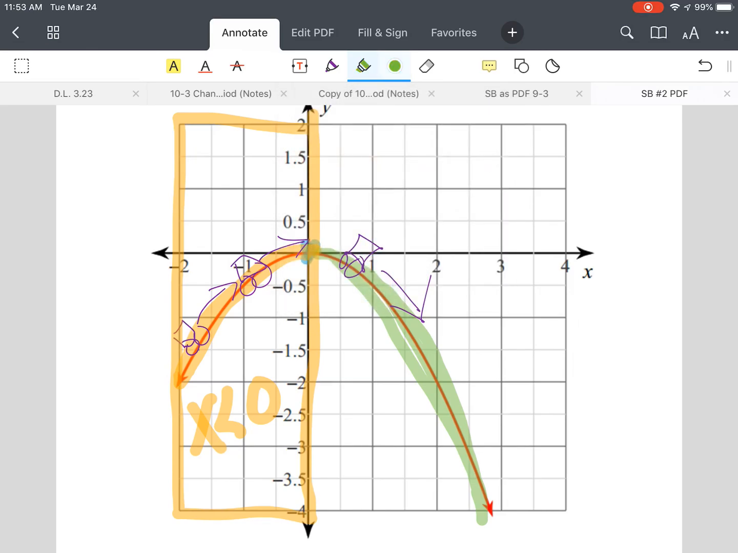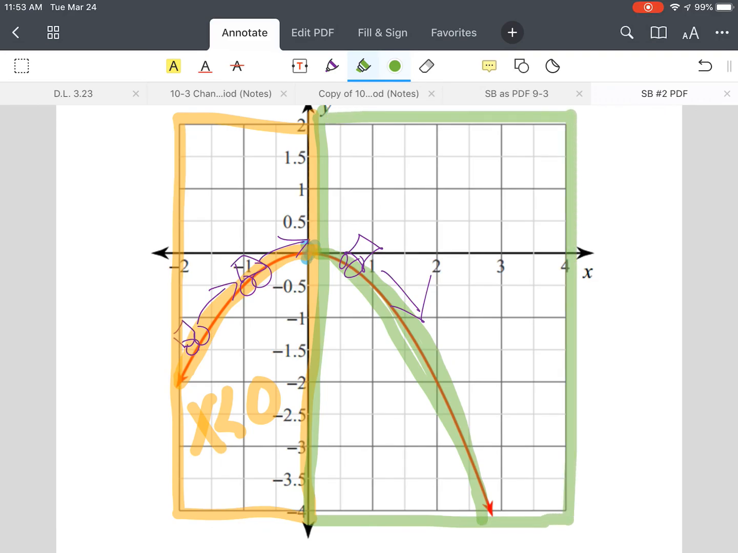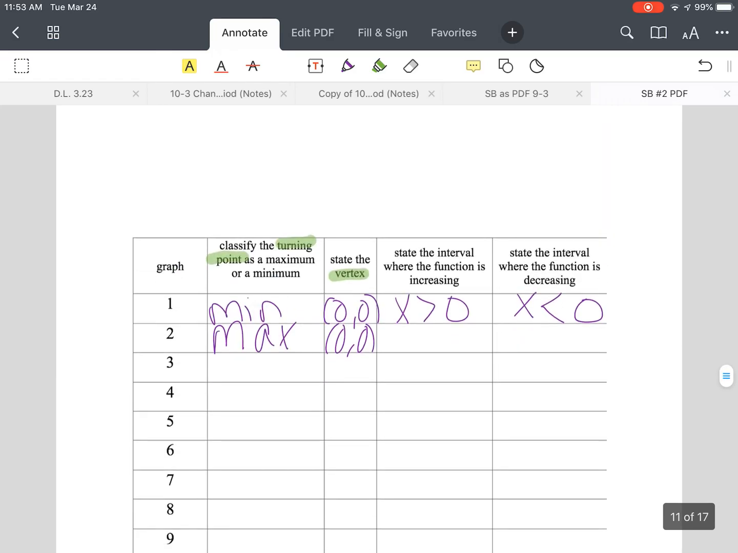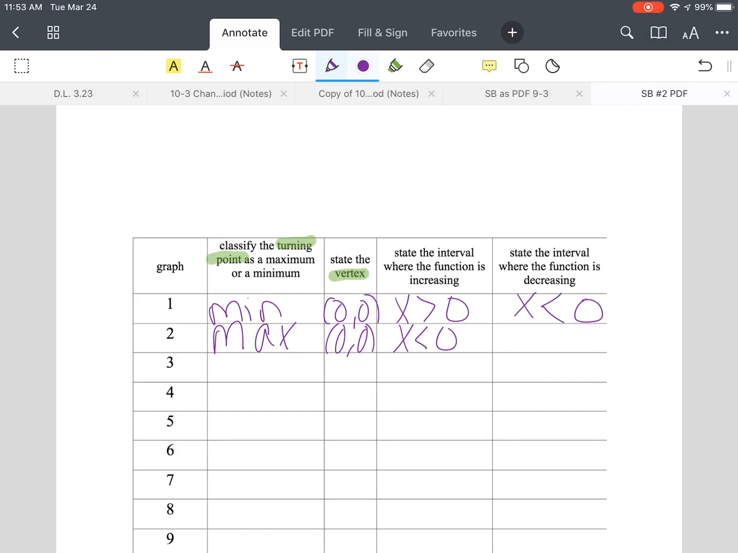And then let's talk about where we are decreasing. Well, we're decreasing in this green section from 0 and then all the way to the right. So we are decreasing when x is greater than 0. So let's go fill that in. We're increasing when x is less than 0. We are decreasing when x is greater than 0.